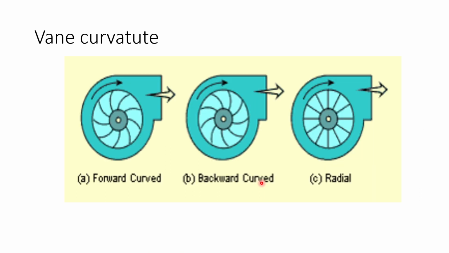Centrifugal pumps have three types of vane curvatures. The left one is shown as the forward curve. You can see it is rotating clockwise and the vanes are curved forward. In the middle, the vane is rotating clockwise, but the vane is curved backward. And in the right hand side drawing, the vanes are totally straight.